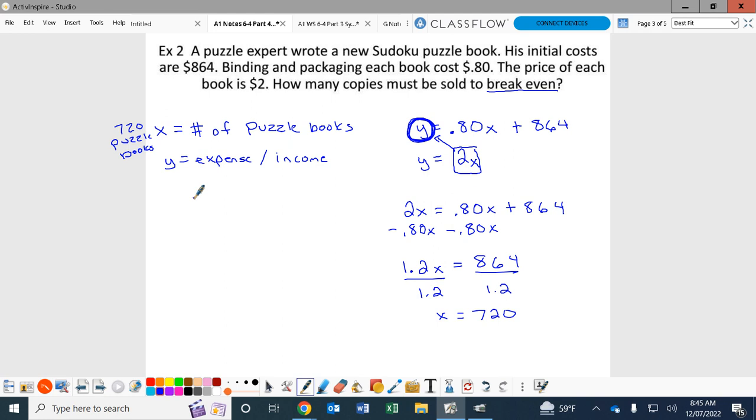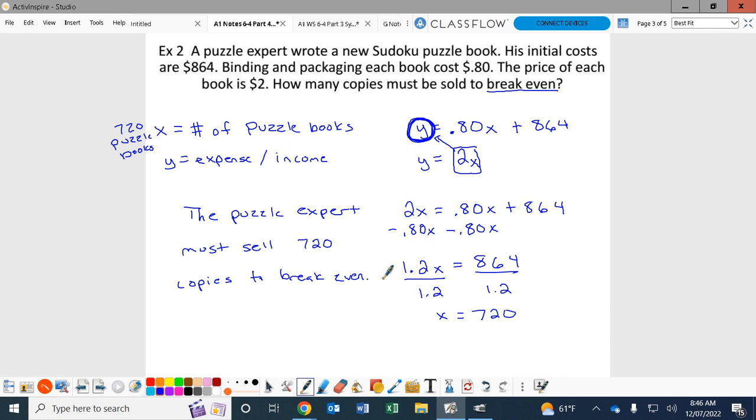Okay. Sentence. What is it? Who is it? Doesn't give a name or anything. The puzzle expert must sell 720 copies. Now, guys, if all you do is write that he must sell 720 copies and put a period, I'm going to take points off. It's what does he have to sell the 720 copies to do? To break even. That's the key. What does the 720 copies mean? It means that he breaks even. So you have to put that down. That's what they're actually asking you for.